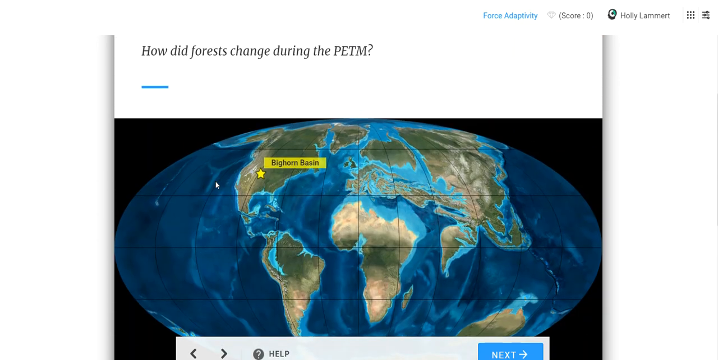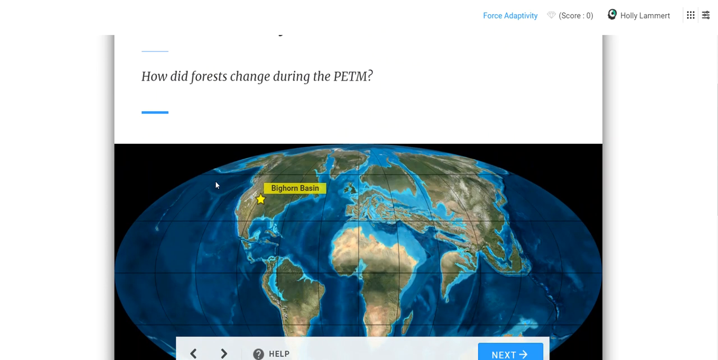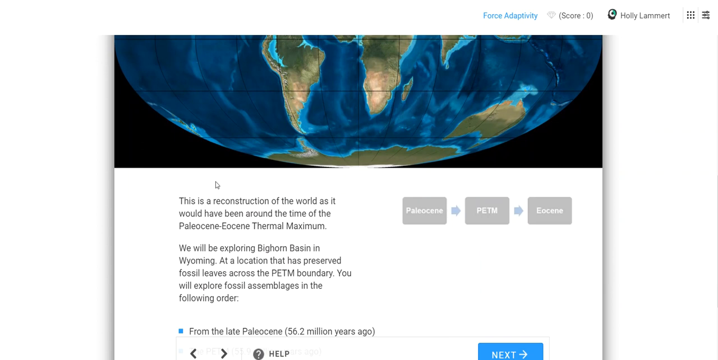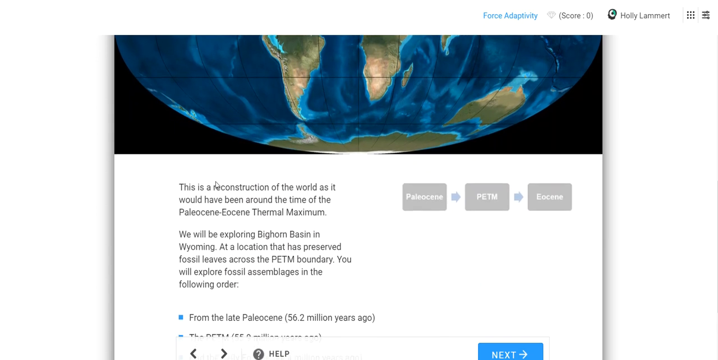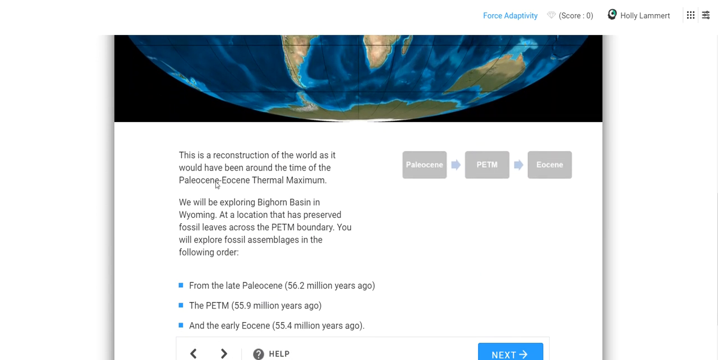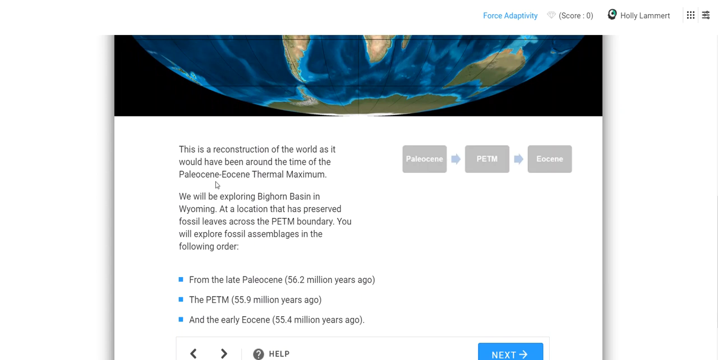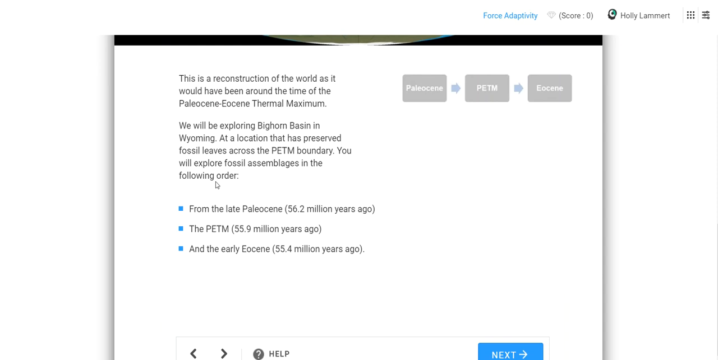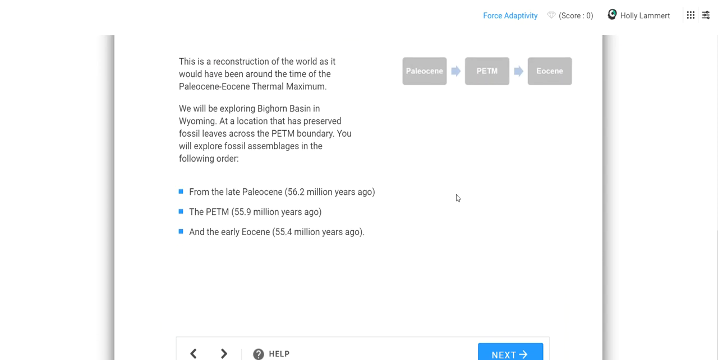All right, so now we're gonna zoom in on the Bighorn Basin. This is a reconstruction of the world as it would have been around the time of the Paleocene-Eocene thermal maximum. We will be exploring Bighorn Basin in Wyoming, at a location that has preserved fossil leaves across the PETM boundary. You will explore fossil assemblages in the following order. From the late Paleocene, 56.2 million years ago, to the PETM, 55.9 million years ago, and the early Eocene, 55.4 million years ago.